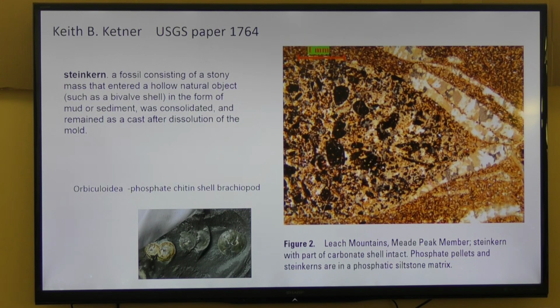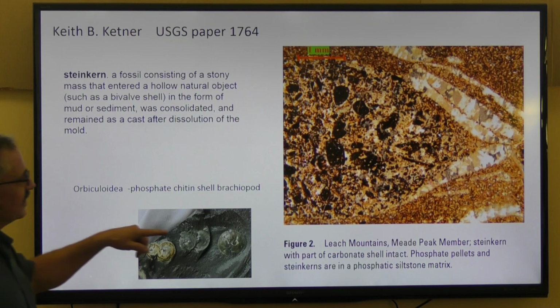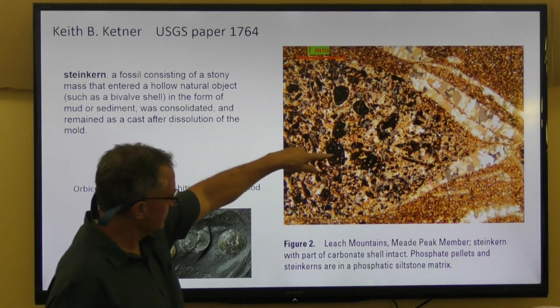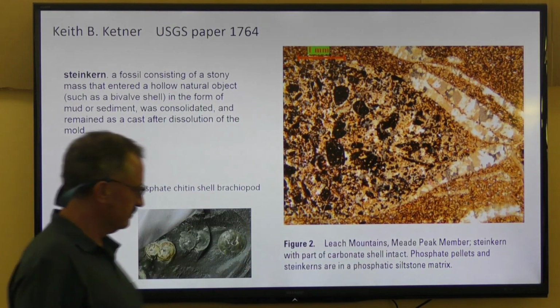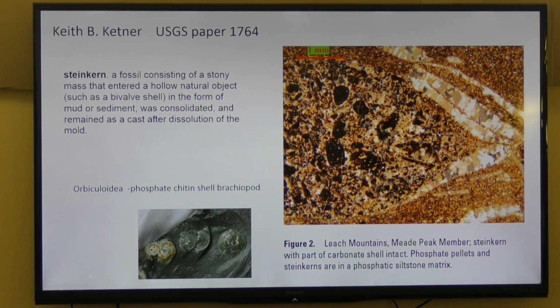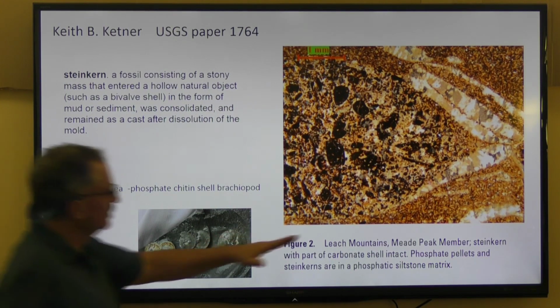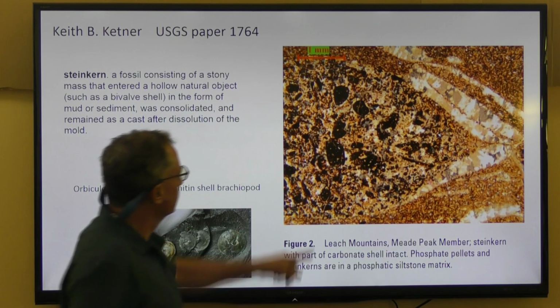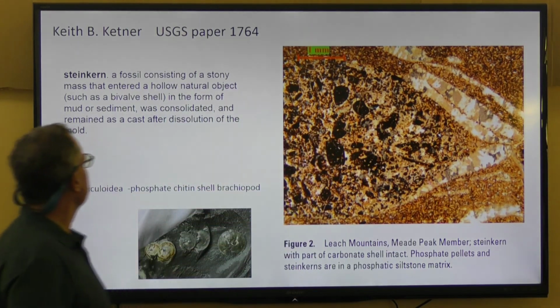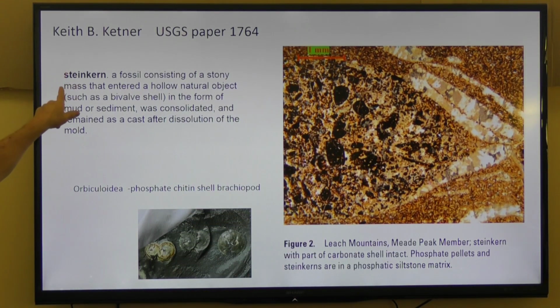So I'm just going to give an overview. If you look at the phosphate beds, they look like this. Meade Peak, remember, is one that you can see by Astoria Bridge. So here's a fossil shell, and here's the little phosphate. This guy calls them a Steinkern.